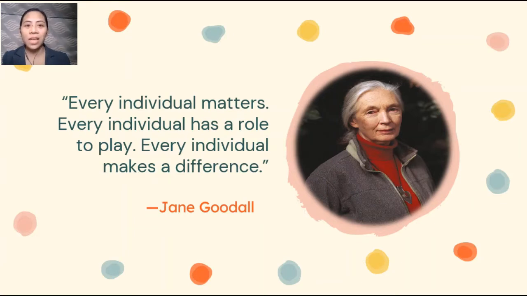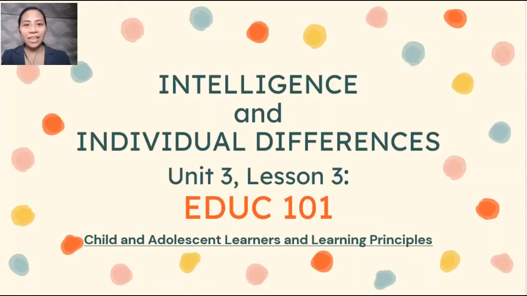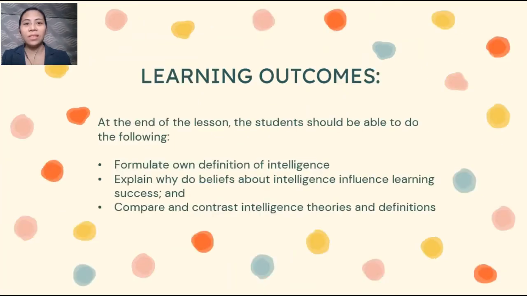Our lesson for today is all about intelligence and individual differences. Unit 3, Lesson 3 in EDUC 101, Child and Adolescent Learners and Learning Principles. These are our learning outcomes. At the end of the lesson, the students should be able to do the following. First, formulate a definition of intelligence. Second, explain why beliefs about intelligence influence learning success. And last, compare and contrast intelligence theories and definitions.